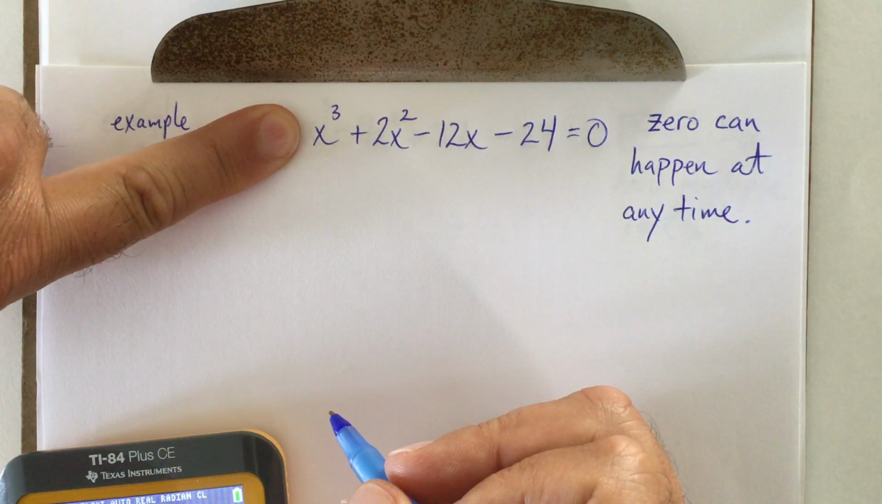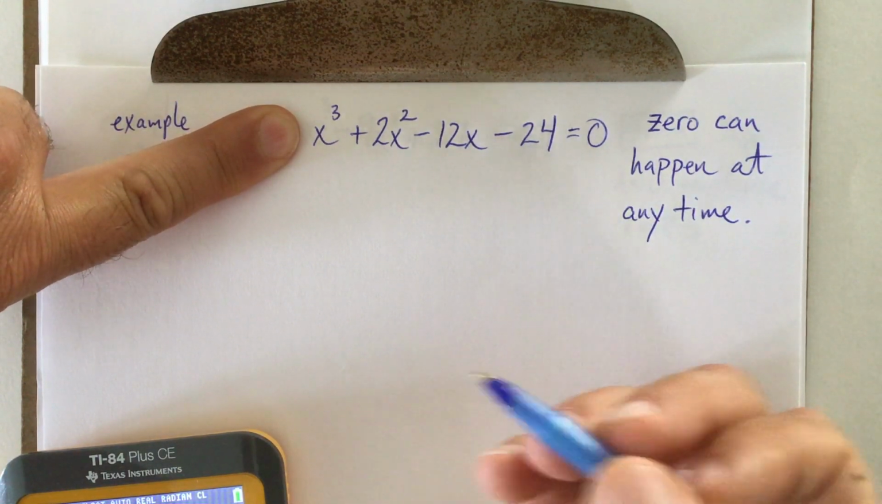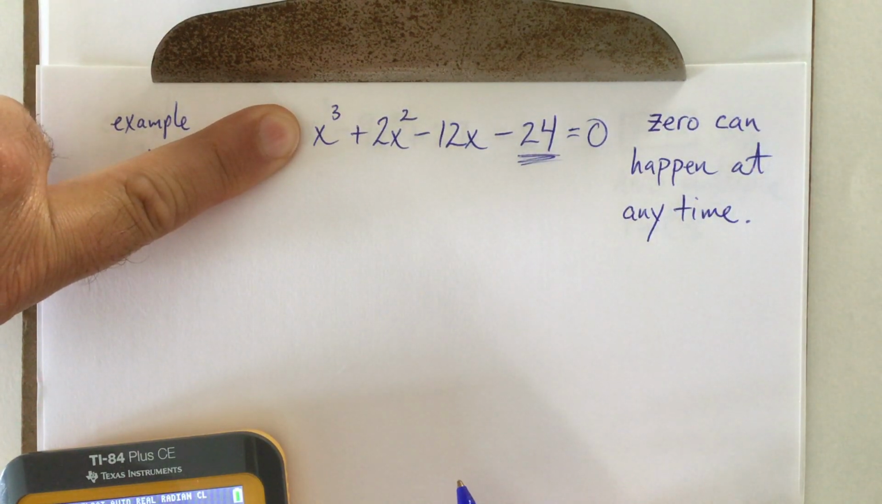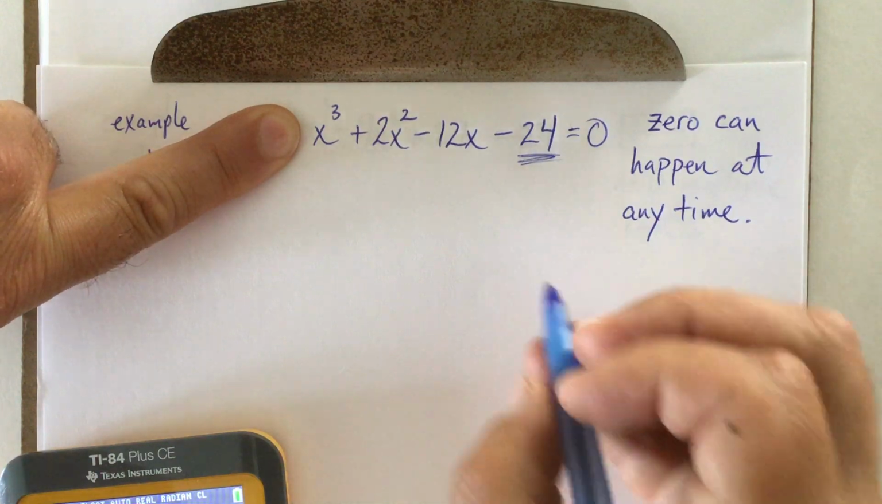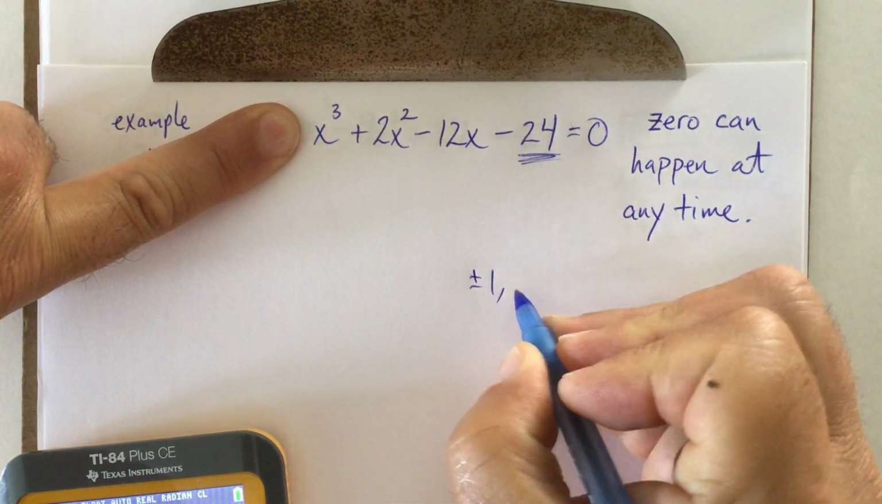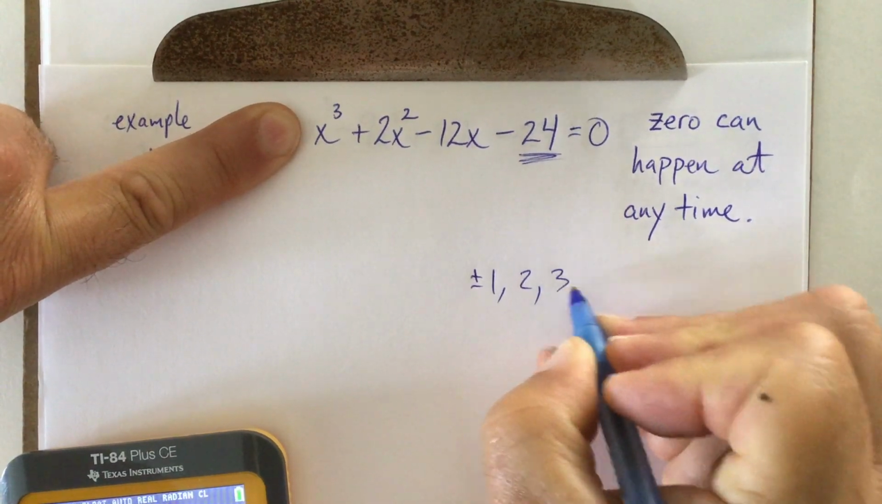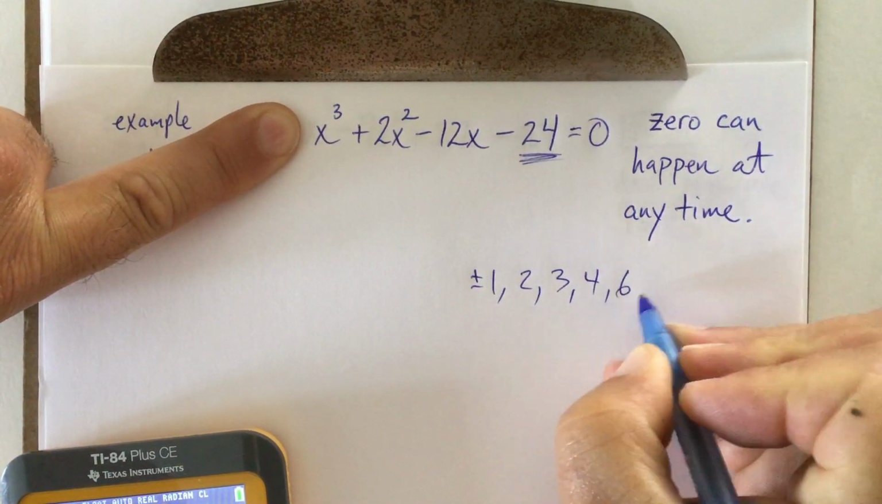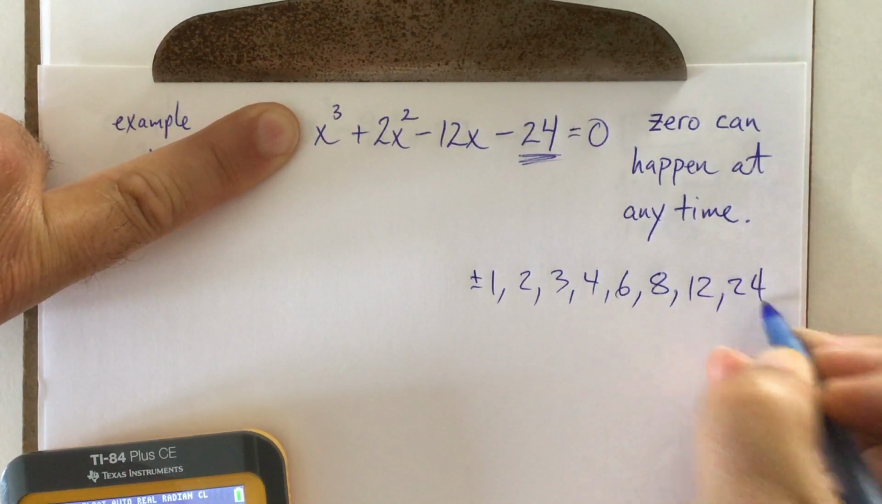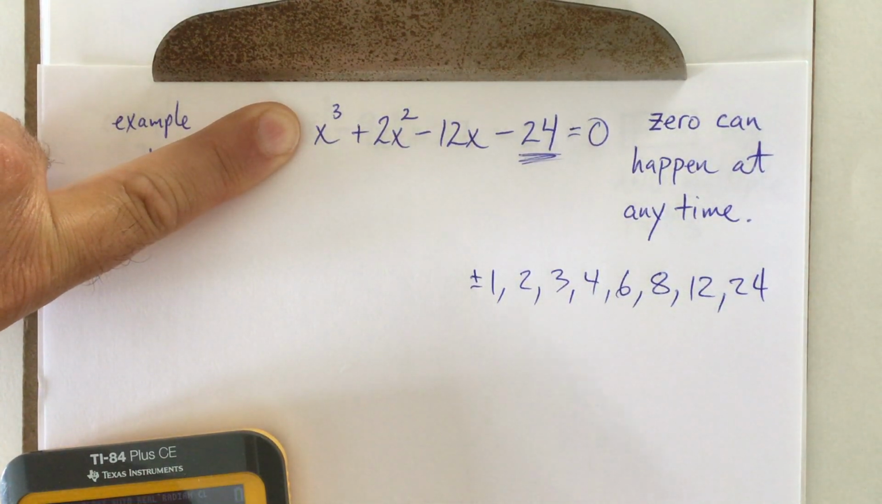Set equal to 0. Then what I would do is think, what are my possible shelf numbers for this problem? Now 24's got a lot of factors. So if I was going to write this out, plus or minus 1 goes into it, 2, 3, 4, 6, 8, oh my gosh, 12. What a jerk this number is. A lot of stuff goes into 24.